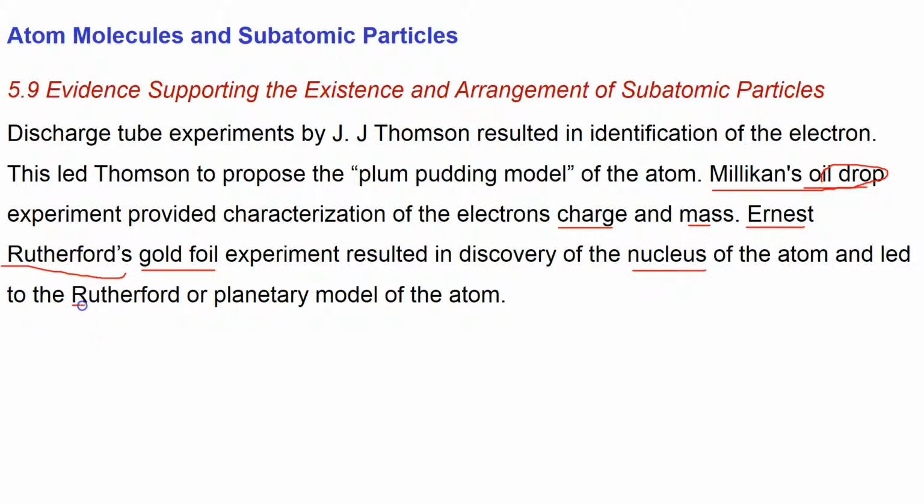So the Rutherford or the planetary model of the atom considers the atom to have a positive nucleus composed of protons and neutrons, and then at great distance from that are tiny little electrons orbiting that nucleus like planets around the sun, and the electrons are kept in that orbit due to the attraction between the positive nucleus and the negatively charged electrons.